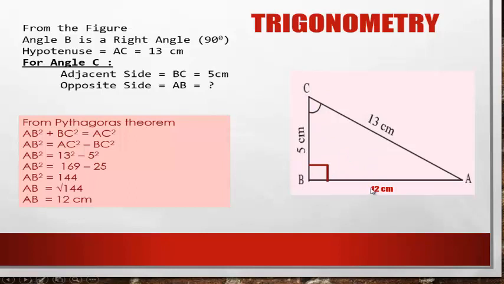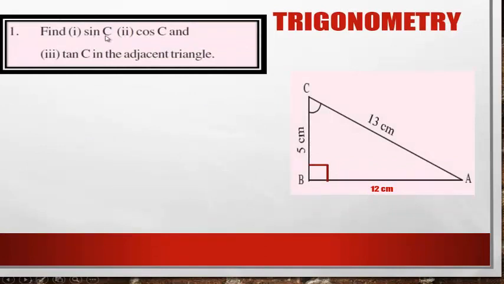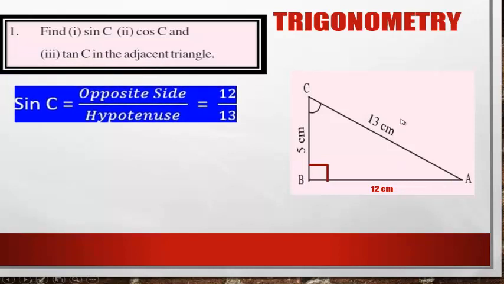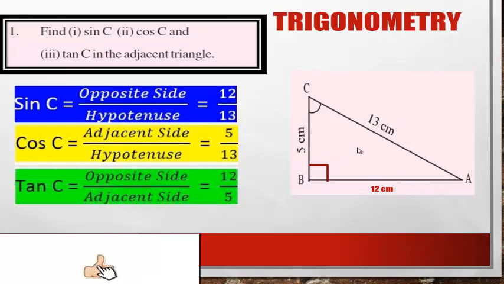Now come to the problem. Find sin C, cos C and tan C in the adjacent triangle. For angle C, we have to find the sin, cos and tan ratios. First, sin C means opposite side by hypotenuse, that is 12 by 13. And cos C means adjacent side by hypotenuse, that is 5 by 13. And tan C means opposite side by adjacent side, that is 12 by 5. That's it. The first problem is over.